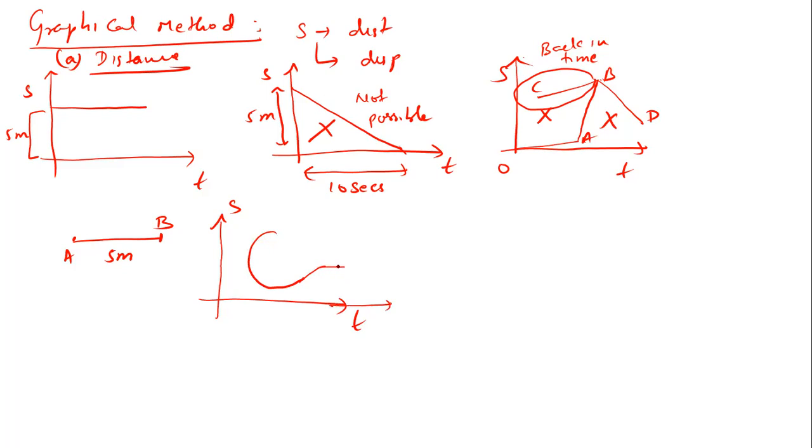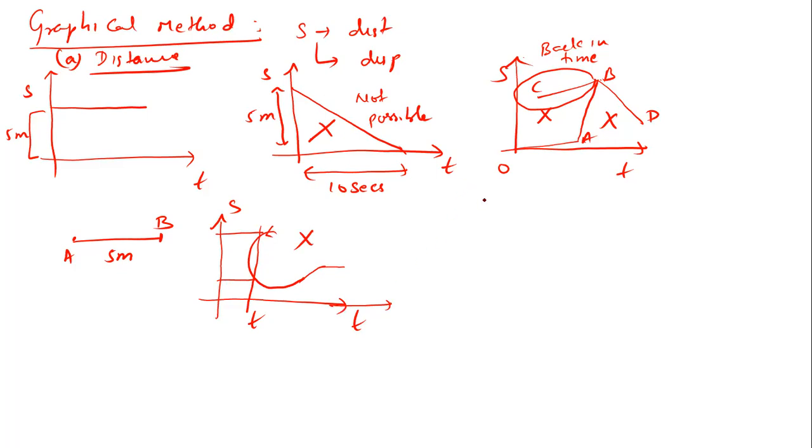Again, it's going back in time. Now here you see for a given time coordinate, there are two distances, which is impossible. So this is also not possible. It's again going back in time, so you cannot reduce it like this.